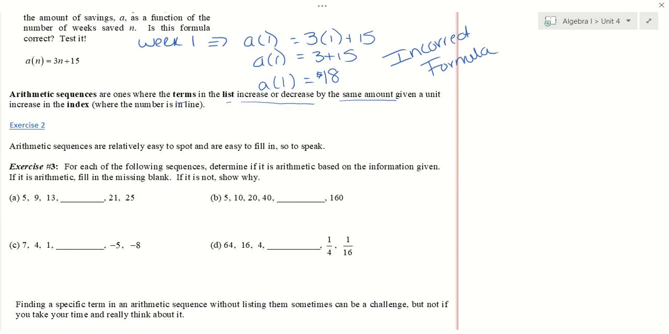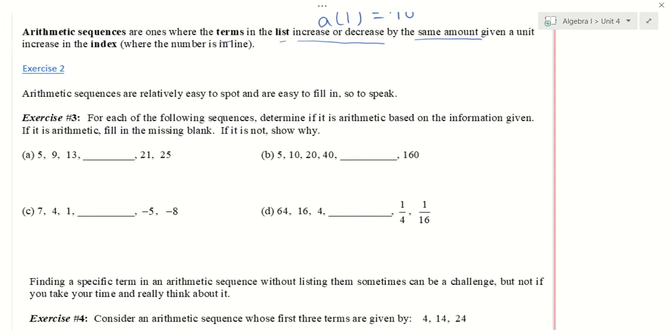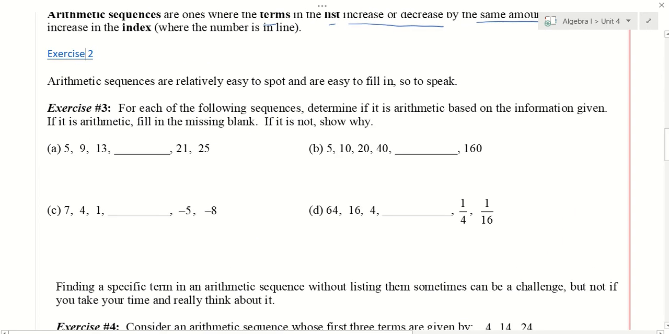Now, let's try to fill in the missing numbers for these sequences. Arithmetic sequences are relatively easy to spot and easy to fill in, so to speak. For each of the following sequences, determine if it is arithmetic based on the information given, and if it is, fill in the missing blank. If it is not, show why. Remember, arithmetic means adding or subtracting by the same number to move from one number to the next. I will do letter A with you, and then you're going to try B, C, and D.